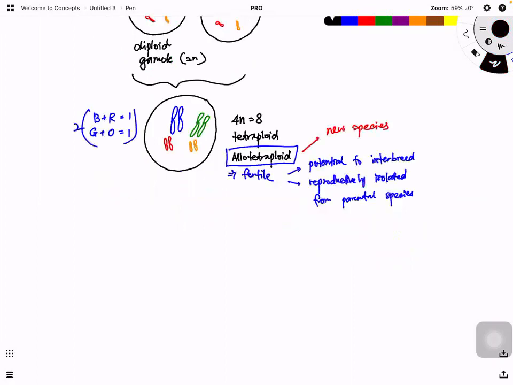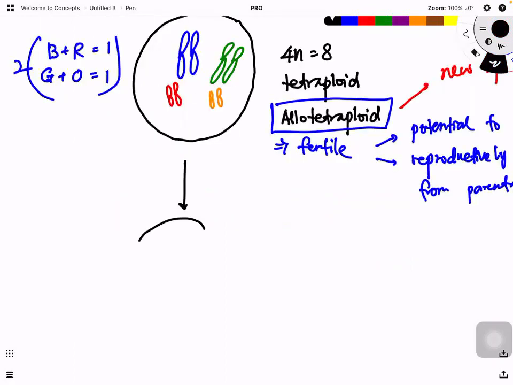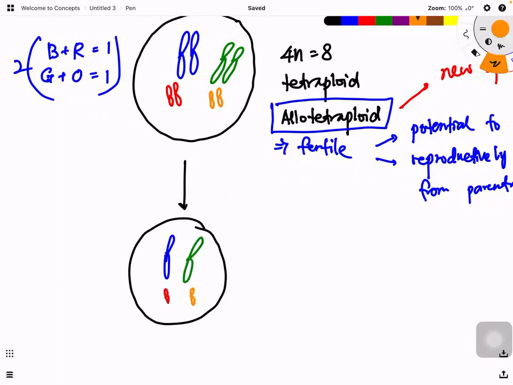Blue and blue, let me draw it out. With segregation, you get one blue. Red and red, take one red. Green and green, take one green. Orange and orange, take one orange. So again, it can form gametes. So meiosis can take place, a normal meiosis can take place.